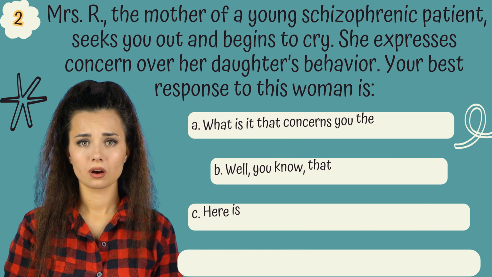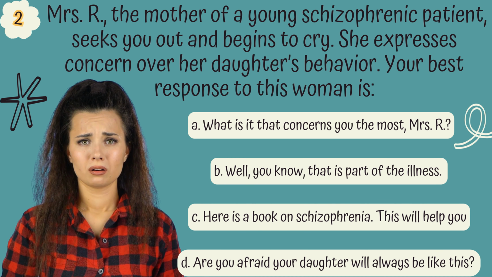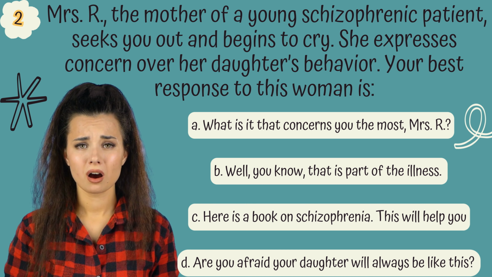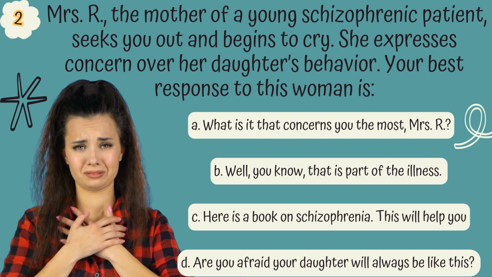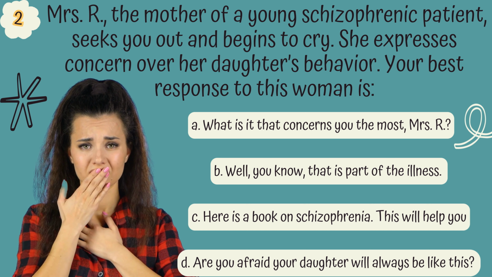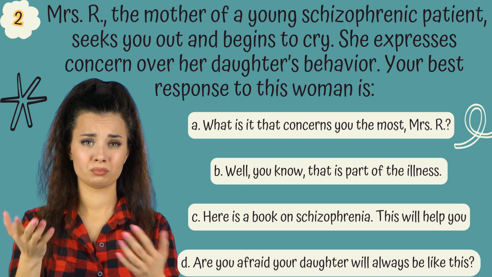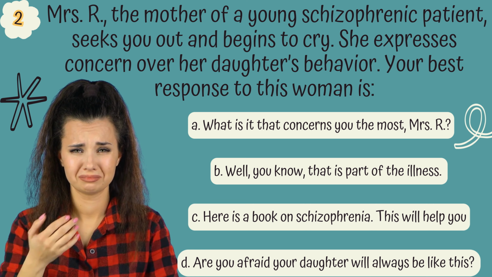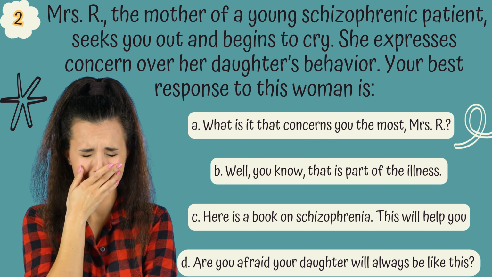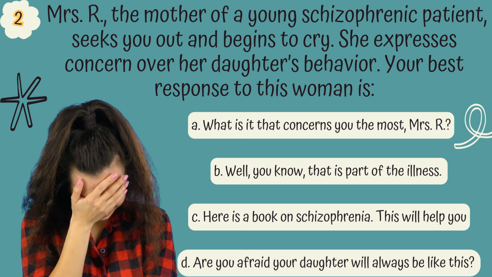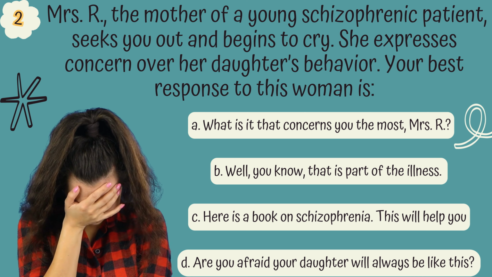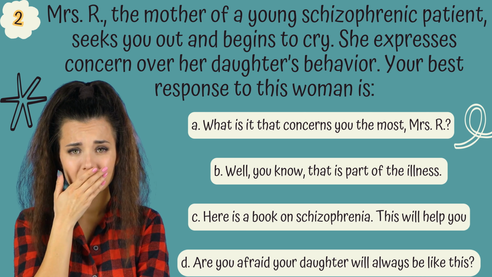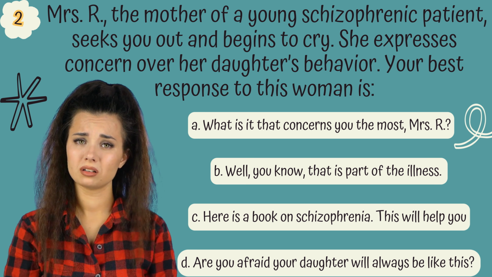Question 2. Mrs. R, the mother of a young schizophrenic patient, seeks you out and begins to cry. She expresses concerns over her daughter's behavior. Your best response to this woman is A. What is it that concerns you the most, Mrs. R? B. Well, that is part of the illness. C. Here's a book on schizophrenia. This will help you. Or D. Are you afraid your daughter will always be like this?